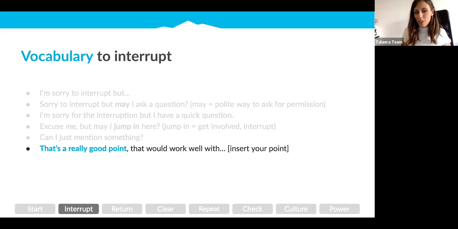Careful with saying "that's a good point, but." When we say "but" in English, it sounds like I don't agree with what you're saying, or I don't care what you're saying. So if you want to add information when you interrupt someone, I would say "that's a really good point," or "that's a really good point, that would work well with." More like adding rather than saying the "but."